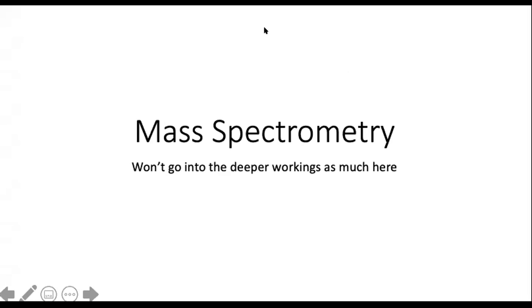Okay, so now what we're going to do is look at mass spectrometry, and we're not going to go as much into the deeper workings, mainly because there isn't as much to go into, and also because in terms of the concept, it's slightly easier to wrap your head around, I think. I suppose it doesn't have as much to think about as compared to, say, NMR spectroscopy, especially high resolution proton NMR.